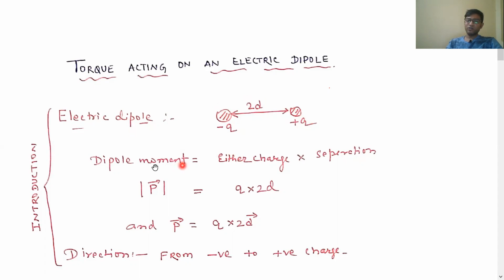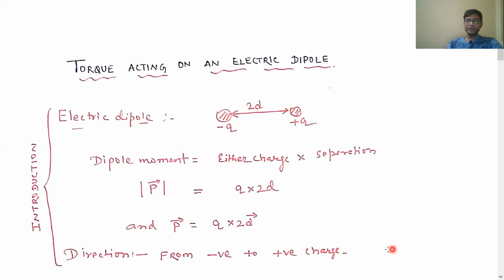is actually known as dipole moment, and it is the product of any one charge and the separation between them. So here any one charge is q, and the separation between them is 2d. For convenience we assumed the distance between them is 2d. So the dipole moment p will be equal to q into 2d, and in vector form, p is equal to q into 2d. So it is a vector quantity, so it should have a direction. The direction is from negative to positive charge.